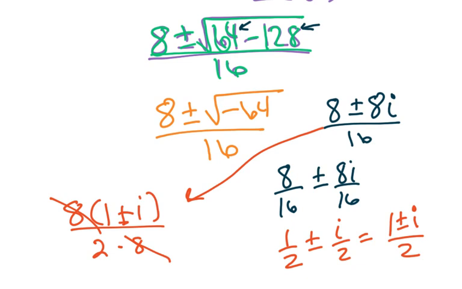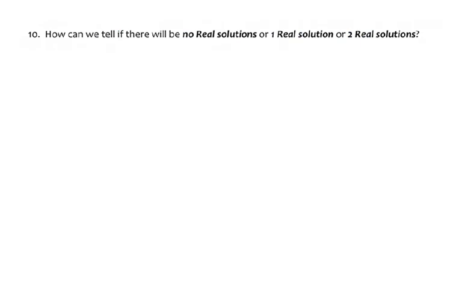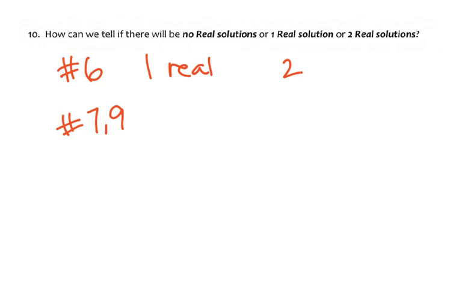Now before we end this video and go on to the last part of this, let's look at number 10. It says, how can we tell if there will be no real solutions, one real solution, or two real solutions? So just looking back, if you look back at number 6, we had one real solution. And remember, I told you it was multiplicity 2. So that was 2, and it's a real number. And then in number 7 and number 9, we had 2 imaginary solutions. Okay, so 2 imaginary solutions.